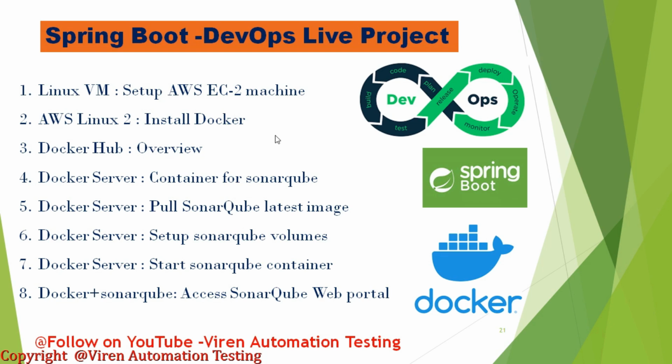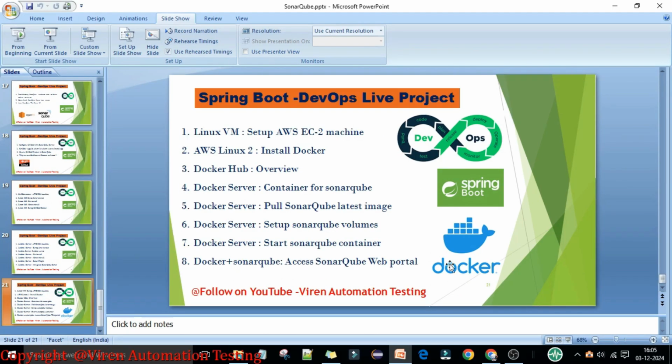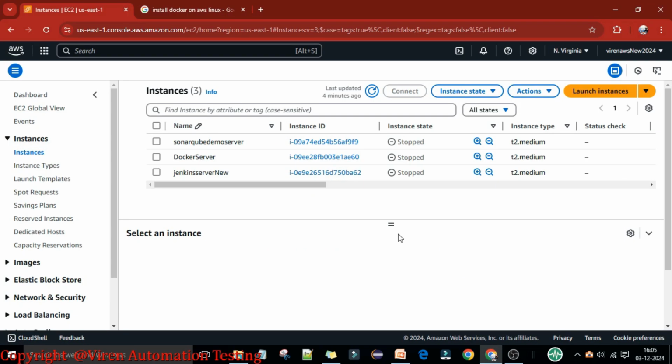So let me switch to our system. Here, first we need to create an AWS Linux machine because we want to set up the Docker server on this Linux machine. You can use other operating systems also. So I'm going to quickly create an AWS Linux machine.